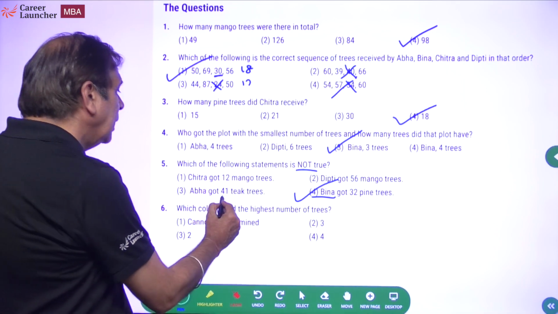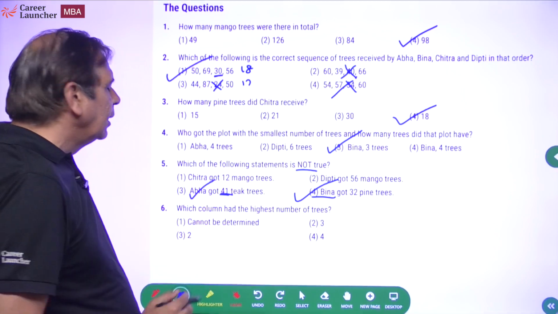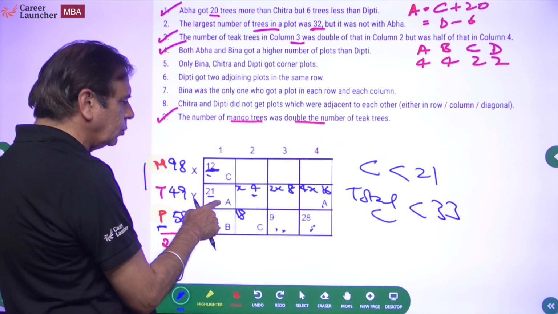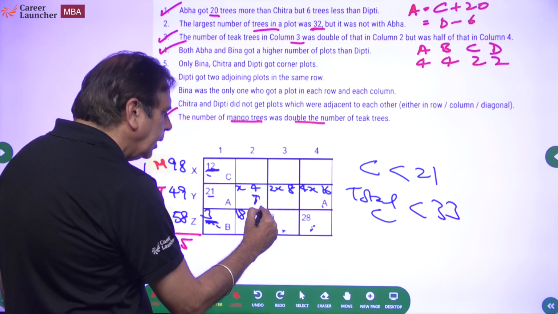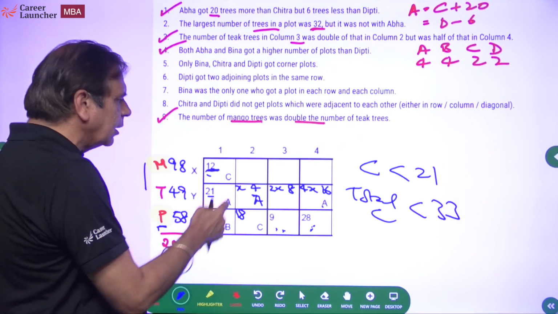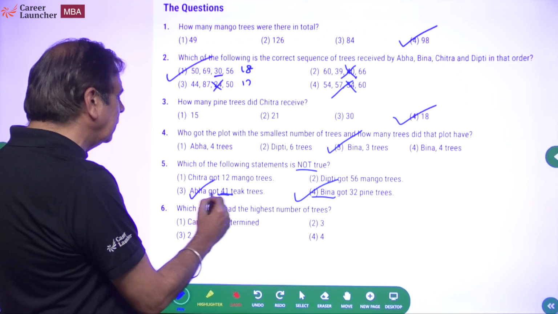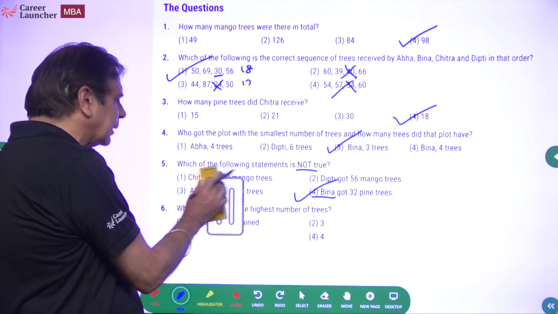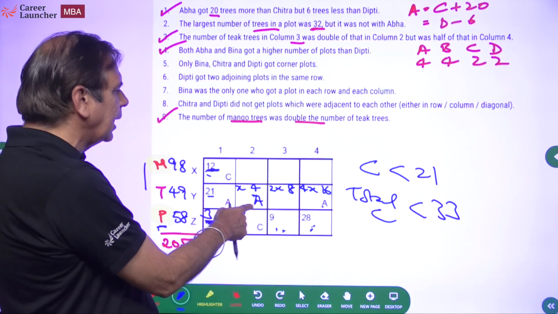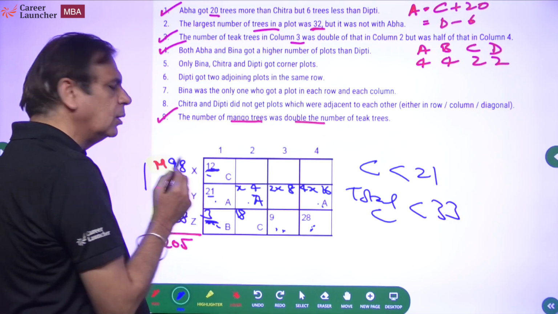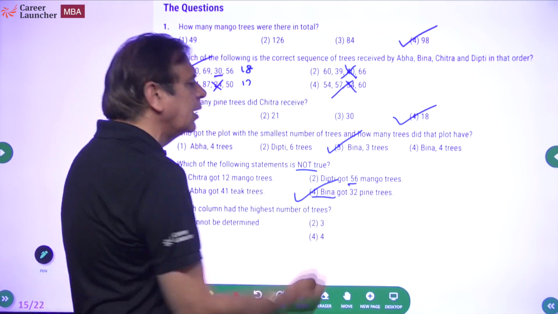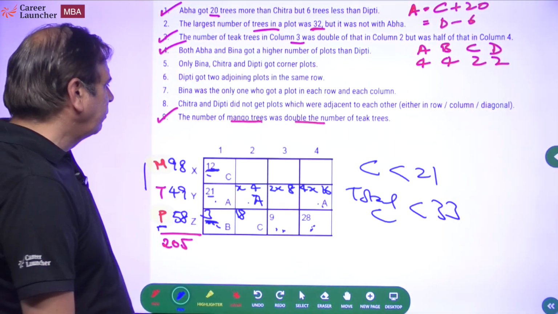Chitra got 12 mango trees. It tells us that this statement is correct, that Abha got 41 teak trees. Teak trees, Abha has got 16 and 21, 37. That means this will also be Abha. I hope this is clear. This will also be Abha, because as per this particular question, statement 3 is correct. If statement 3 is correct, that means Abha has to get 41 trees. And if Abha has to get 41 trees, the only way it can happen is 16 plus 4 plus 21. Okay. Any other information? Yes, Deepti got 56 mango trees. Deepti gets 56 mango trees.